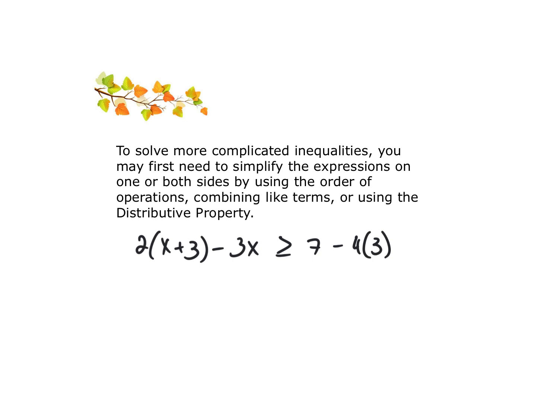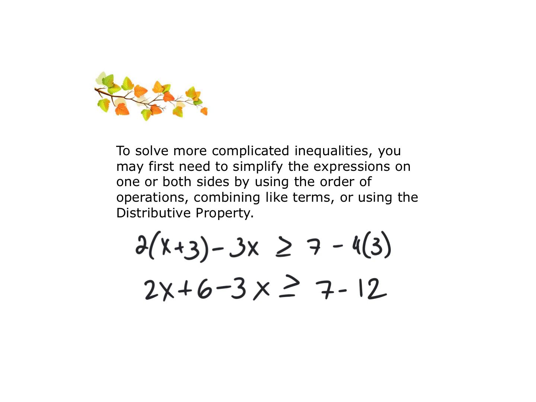We're not actually going to solve it, but you're going to have to simplify the left and the right a lot more before you're able to combine the terms to make it a lot simpler. If we were to do this, we're going to distribute: 2x plus 6 minus 3x is greater than or equal to 7 minus 12. All I did was distribute first and then multiply out that 4 times 3.